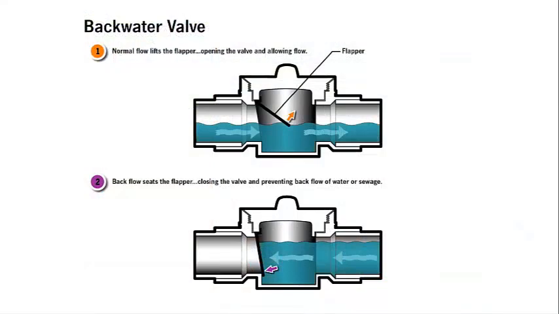Another solution is to install a backwater check valve in the sanitary sewer line. A check valve or backwater valve is a simple flapper covering one end of the pipe that allows water to flow in one direction only. Water flowing out of the house pushes the flap open, but water attempting to move or back up into the house forces the flapper to close.